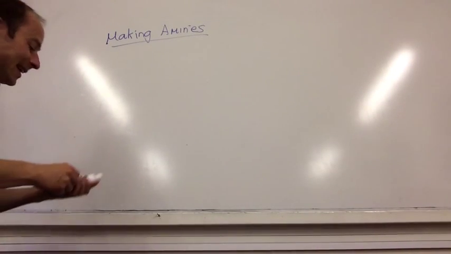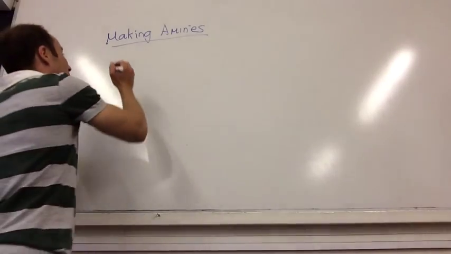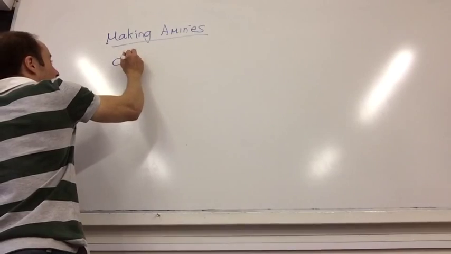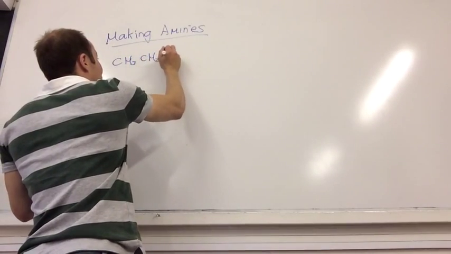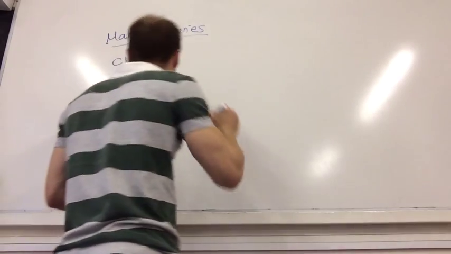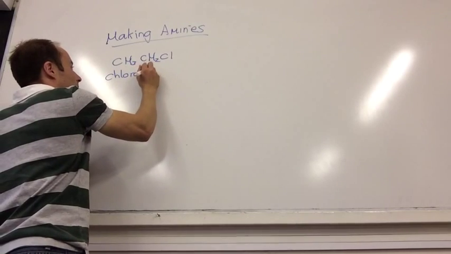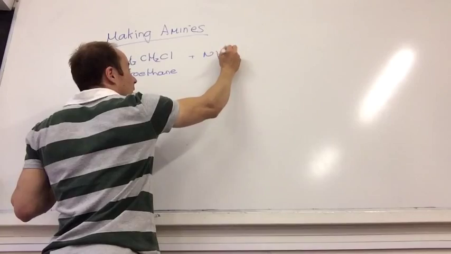So in theory, it's very, very easy to make an amine. You start with a halogenoalkane. So for example, if I wanted to make ethylamine, I could start with chloroethane, and I would react it with ammonia.